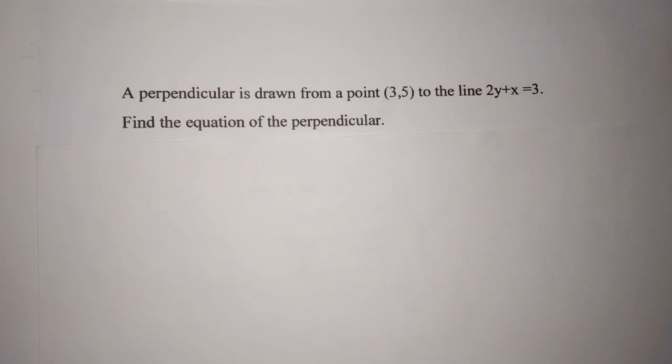So now we are going to use some facts in solving this problem, and the facts we are going to use are: 1. Two lines are perpendicular when the product of their gradients is equal to -1.